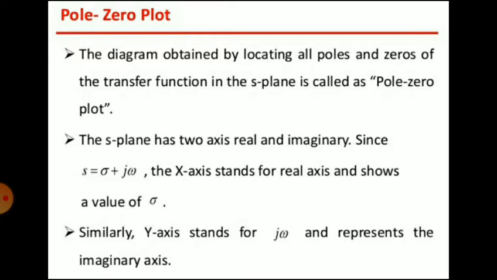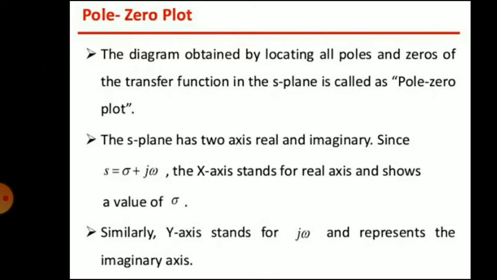A plot obtained by locating all poles and zeros of a transfer function in the S-plane is called a pole zero plot of a system. The S-plane has two axes, real and imaginary. Since s equals sigma plus j omega, the x-axis stands for the real axis and shows the values of sigma. Similarly, the y-axis stands for j omega and represents the imaginary axis.